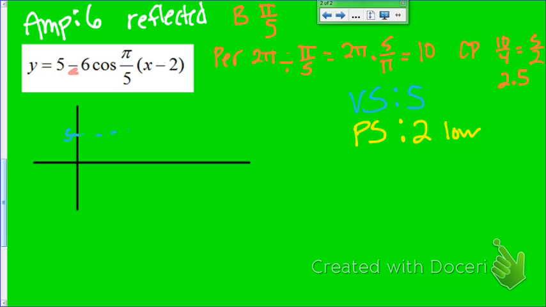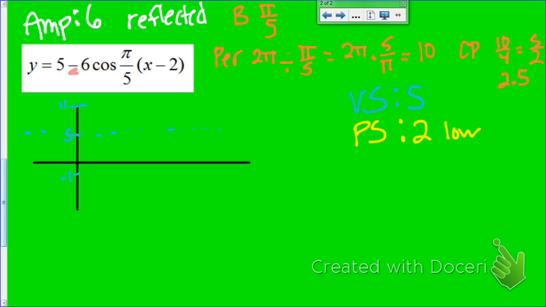So at 5, I'm going to have my sinusoidal axis. Then I'm going to go up 6 from that point. So the lowest point is -1, the highest point is 11. Then I'm going to mark my x-axis.